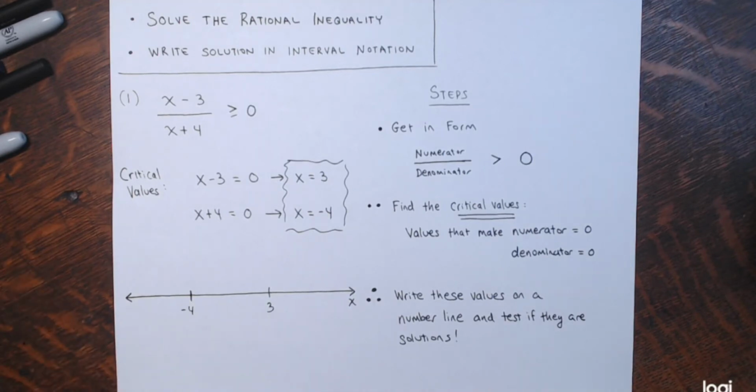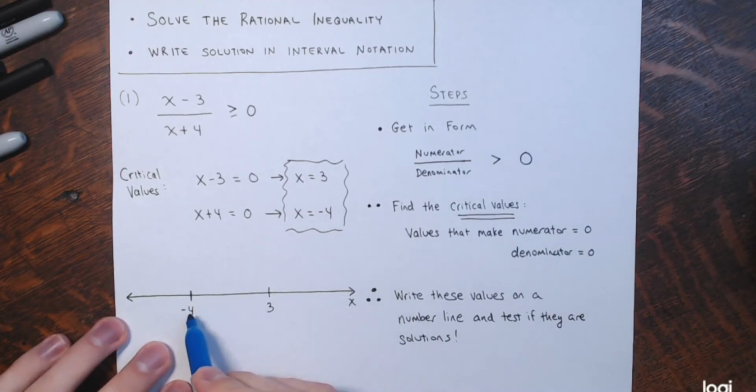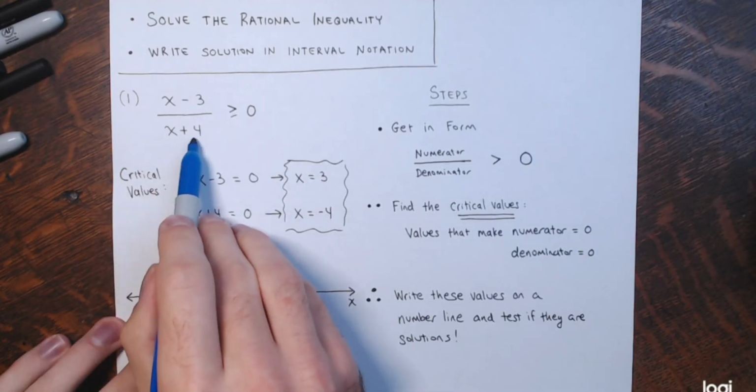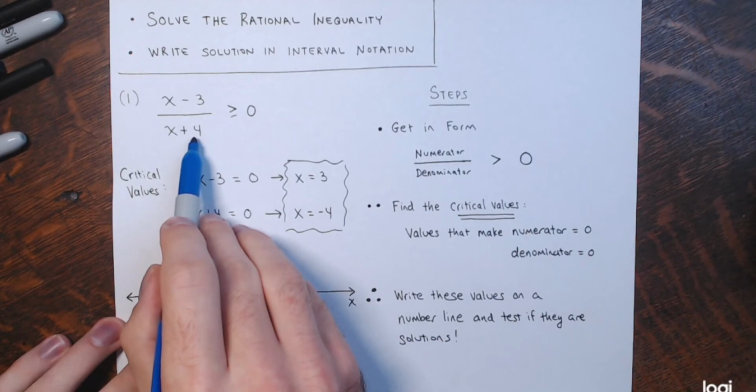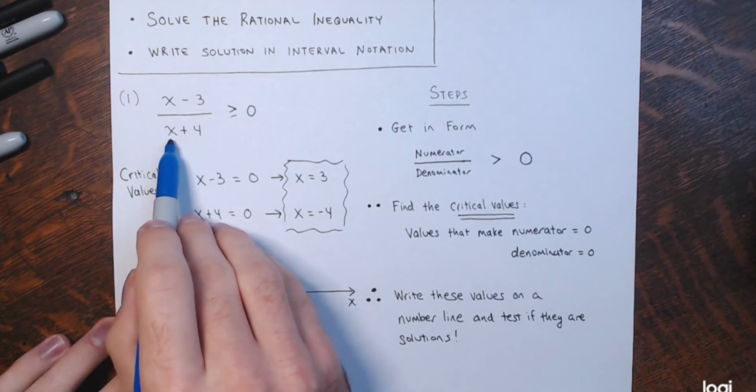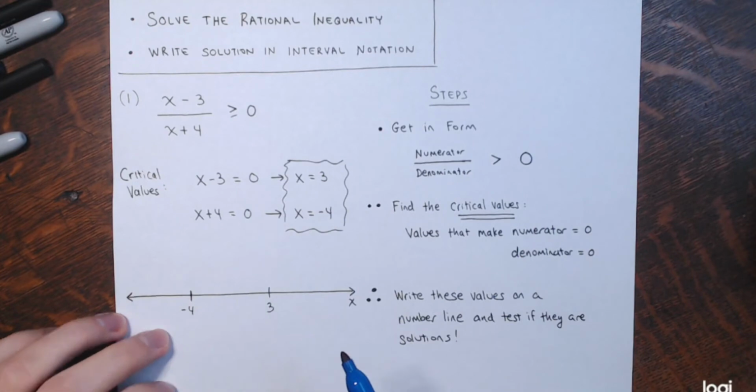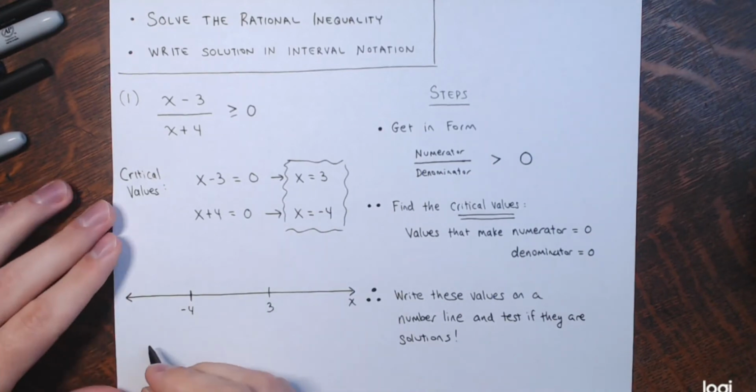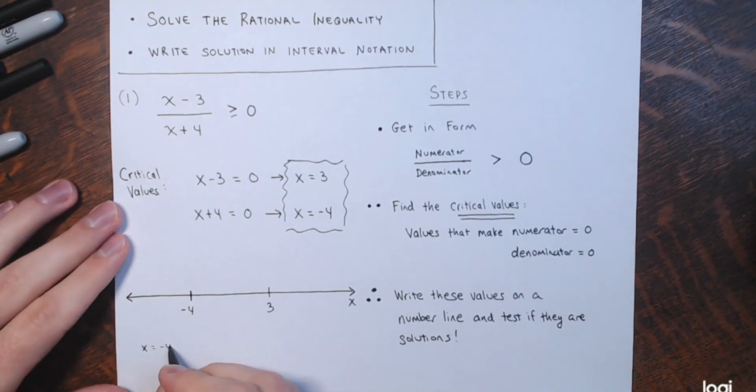Test them. Well, negative 4 makes the denominator of this fraction 0, so negative 4 is not a solution. I'll do the whole testing thing: x equals negative 4, the left side is undefined.